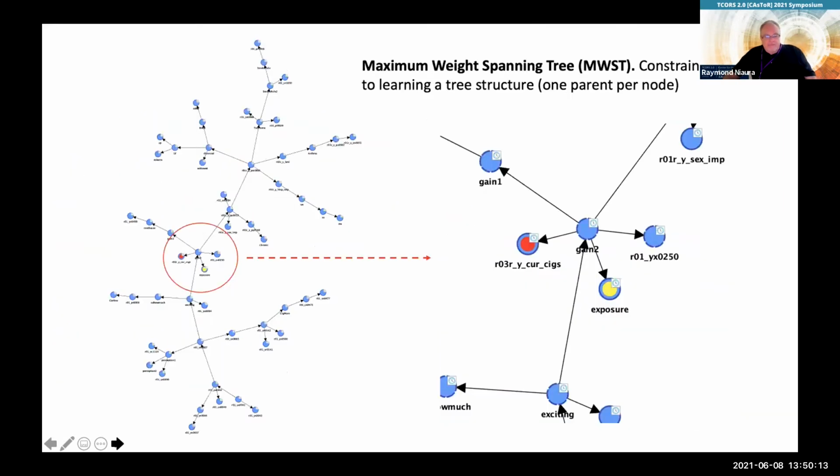And here is a simple and computationally efficient structural learning algorithm, which is minimum weight spanning tree. It shows us that exposure and cigarette use are connected, but not directly. There seems to be a variable that connects them, and this thing called gain 2 is actually a variable that measures externalizing behaviors.